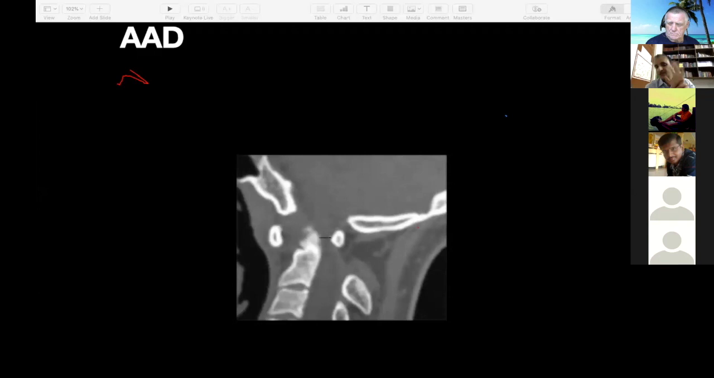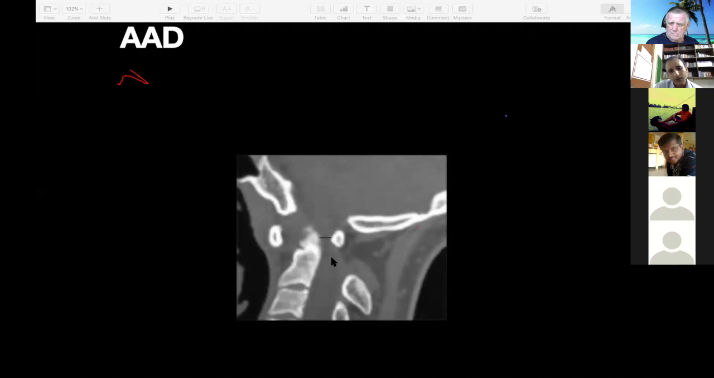So it is the C1 that is moving, and when the C1 is moving in front, it is taking the head and the spinal cord with it, and then the dens hits it. You see here, it's so clear, the dens has not moved. The C1 has moved in front.